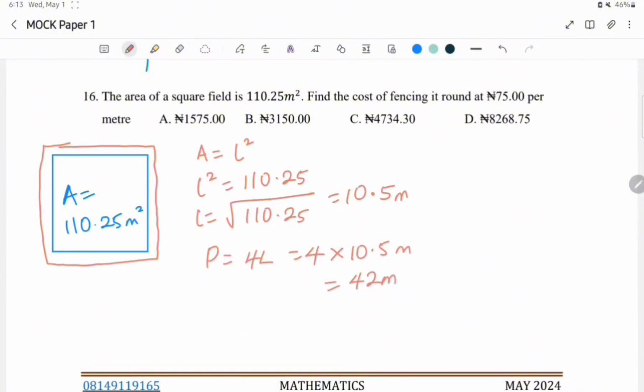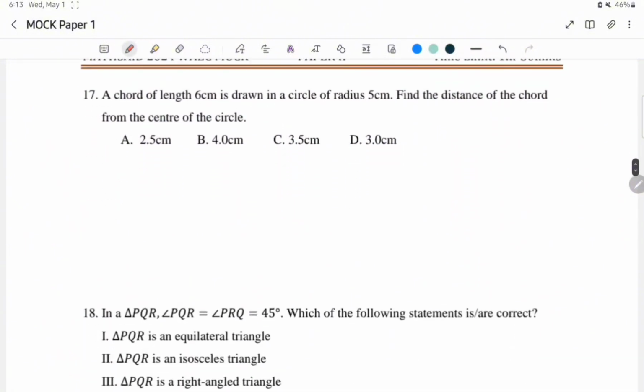Now that we know the perimeter, if the cost of fencing 1 meter is 75 naira, what will be the cost of fencing the entire square field, which is 42 meters? And that's going to be 42 multiplied by 75 naira, and that's equal to 3,150 naira. Option B.